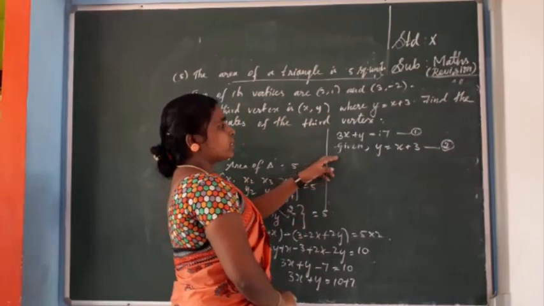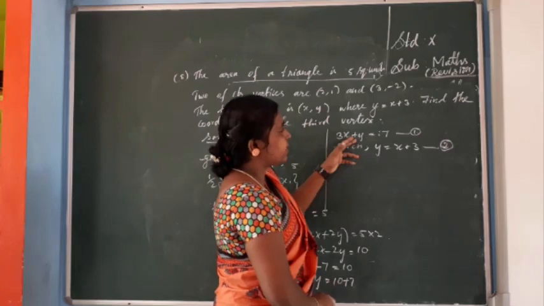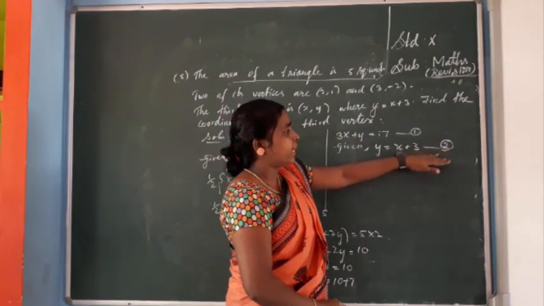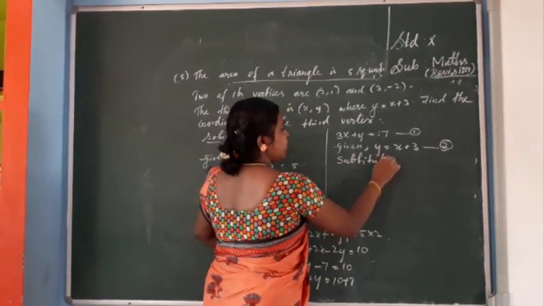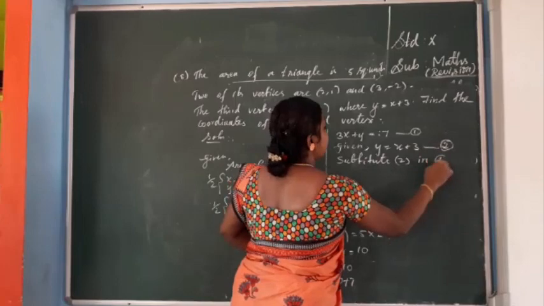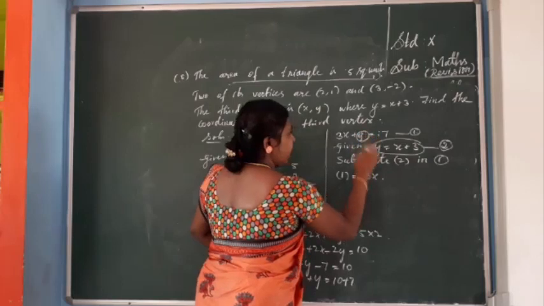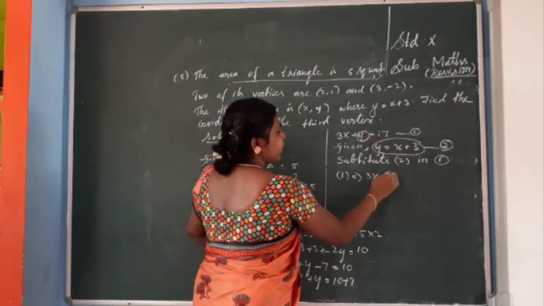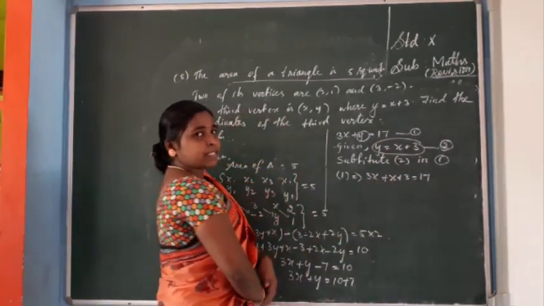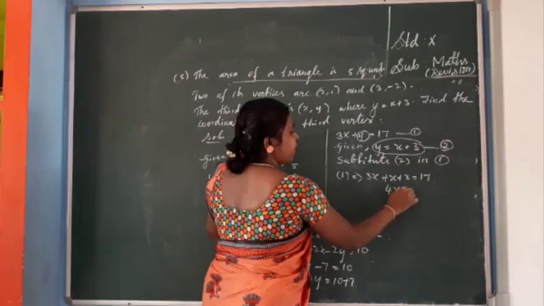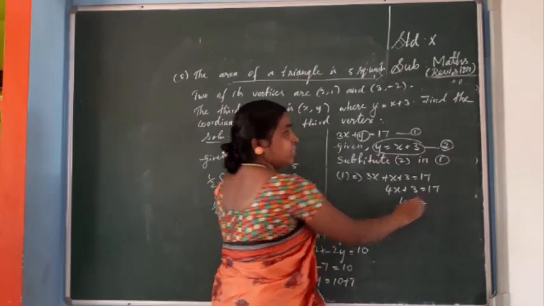Now I am going to use the substitution method. That is the better way; substitution is easier here than elimination. So I substitute the second equation in equation 1. Substitute 2 in 1: 3x, and instead of this y, I apply x plus 3, equal to 17. Next 3x plus x is 4x, plus 3 equals 17. Next 4x equals 17.